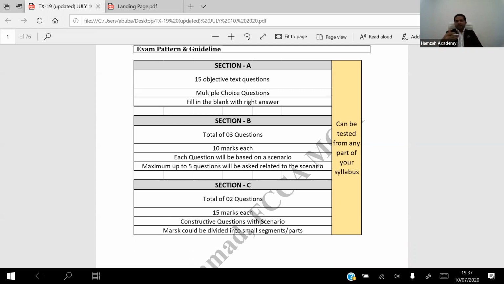And fill in the blanks means, in taxation, you will be required to calculate something. Let's just say they will be asking you to calculate Mr. A's income tax or the taxable income. So you need to calculate exactly and put that number in the fill in the blank. So there will be 15 objective test questions of 2 marks each asked from you. As you can see, 15 objective test questions of multiple choice will be asked from you, and the fill in the blanks.